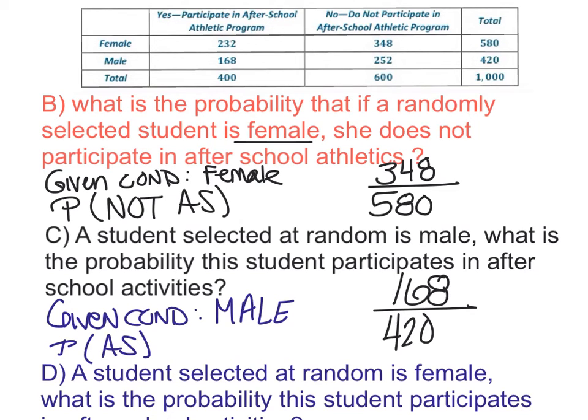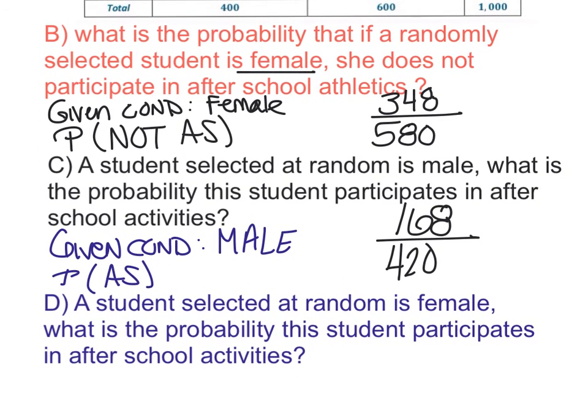All right, we've got one more. Now you notice they don't call it conditional probability. You have to be smart enough to say there's a condition. There's something that has to hold in this problem. Part D, a student selected at random is female. What is the probability that this student participates in after-school activities?